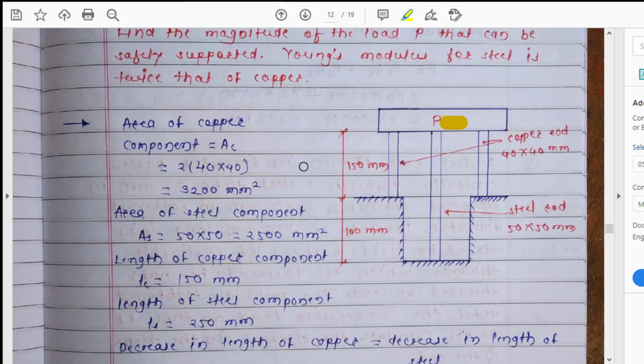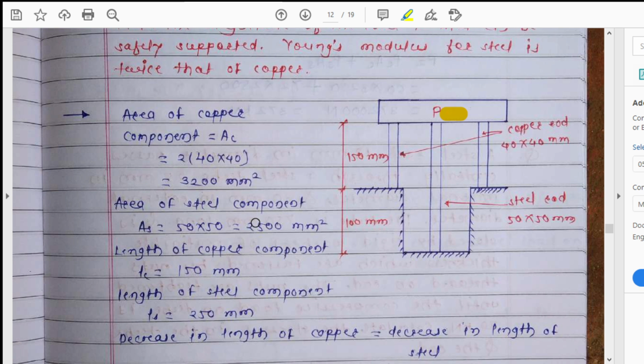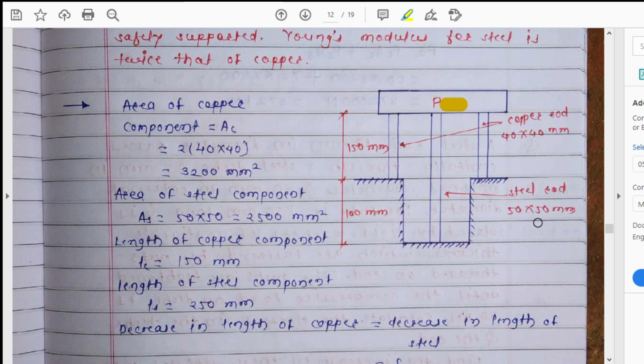Now the area of copper will be 40 into 40, but the rods are two in number, so we have to multiply it by 2. So 2 into 40 by 40 will be your copper component area, and steel component area will be 50 into 50. As the dimensions are given as A into B, we have not applied the formula for circular cross sectional area. Now the length of copper component is 150 mm and the length of steel component is 250 mm.